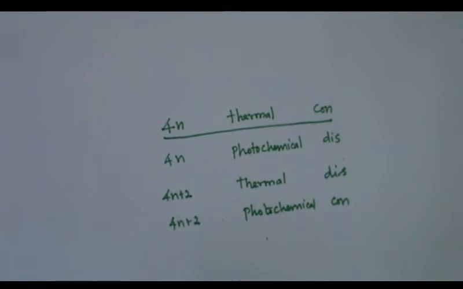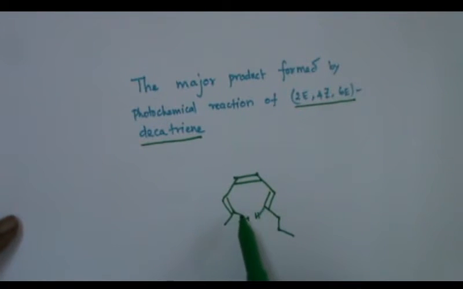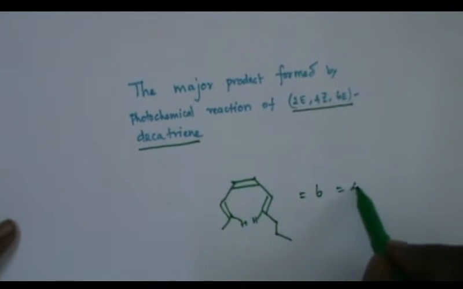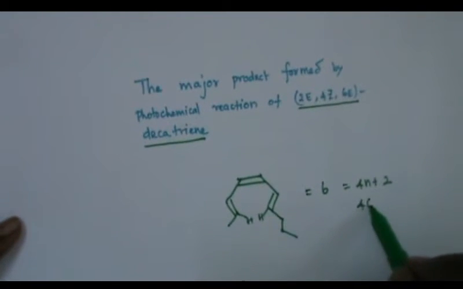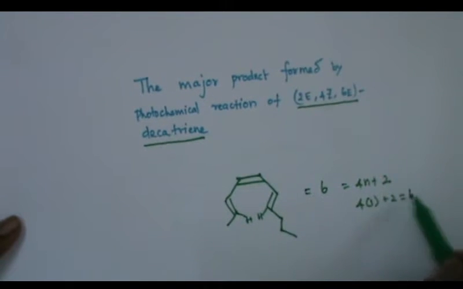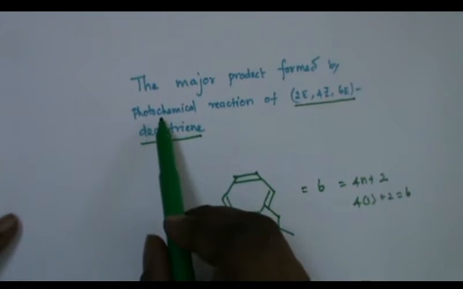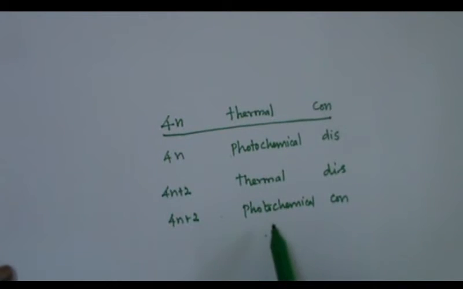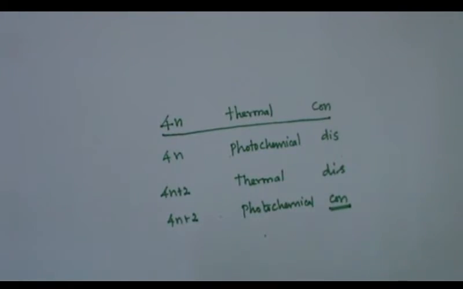Now our compound, the number of electrons involved is 6. So that is 4N plus 2 system. N is 1. So it is 4N plus 2 system and the condition is photochemical. So 4N plus 2 under photochemical condition undergoes conrotatory. Now I take the compound.